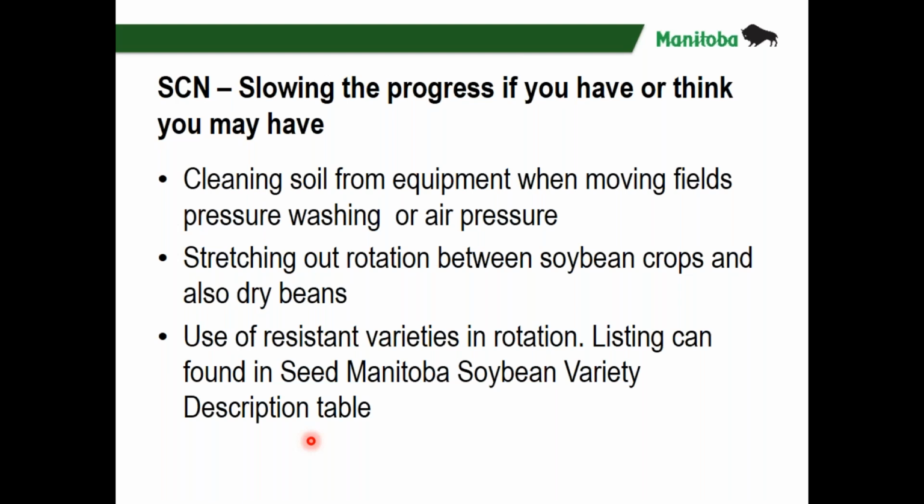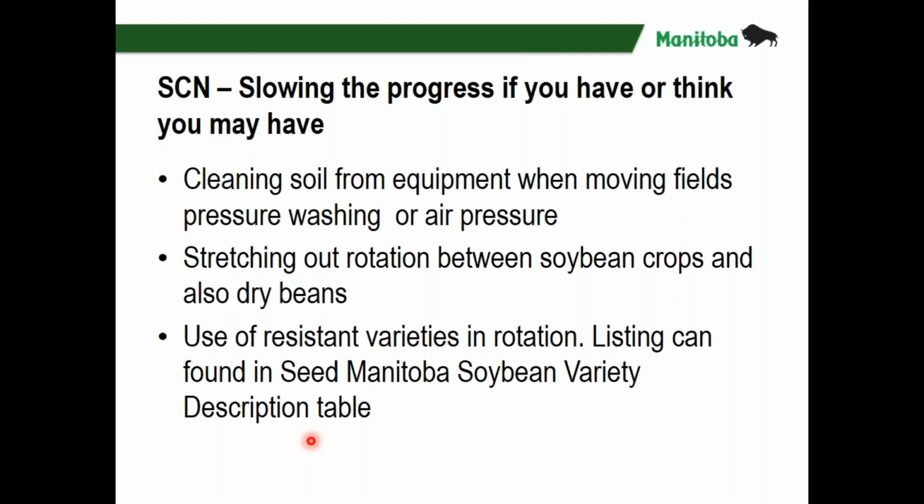There is a list of resistant varieties, and those varieties can be found in Seed Manitoba in the variety description table. I did a quick review of what we grow in Manitoba. Of the 1 million acres that we grow in the province, just over 300,000 of those are soybean cyst nematode resistant. So there's still some potential there.